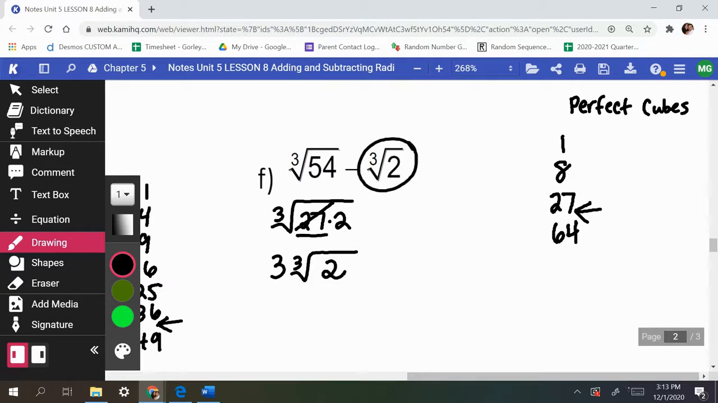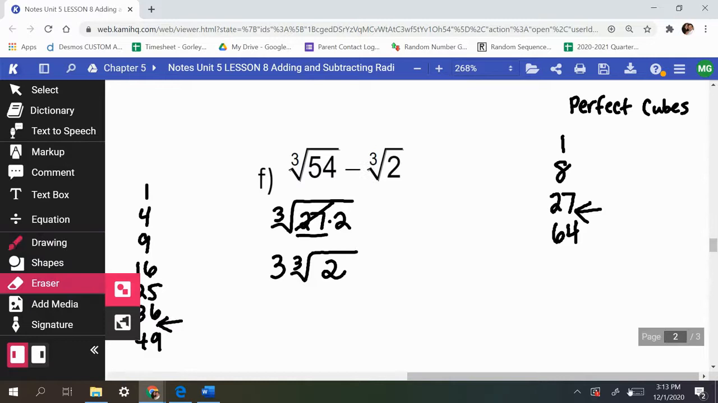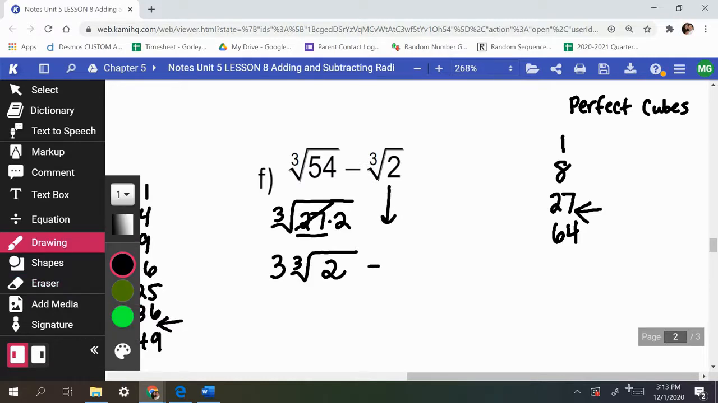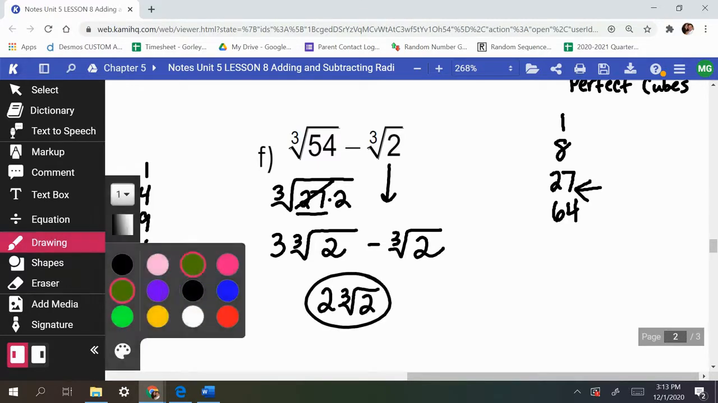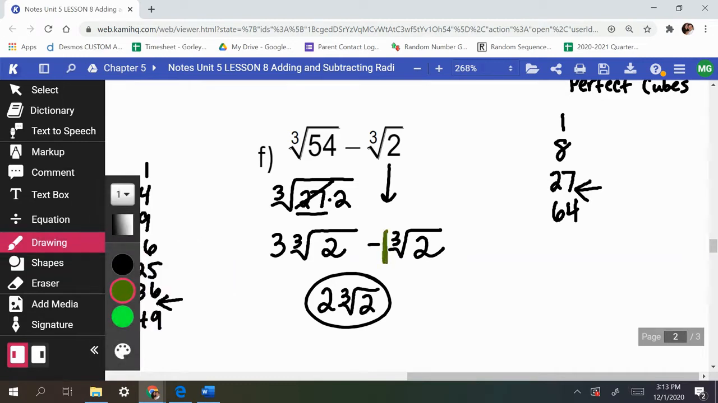Can I reduce the cube root of 2 any further? No, I can't. So that's just going to drop straight down, and we'll subtract off the cube root of 2. So we have 3 cube roots of 2 minus 1 cube root of 2. So that's going to leave me with 2 cube roots of 2. Right? If nothing's written in, we're assuming that there's a 1 here.